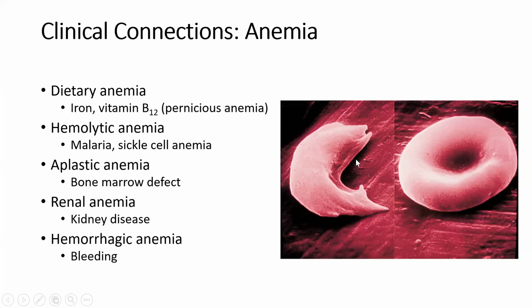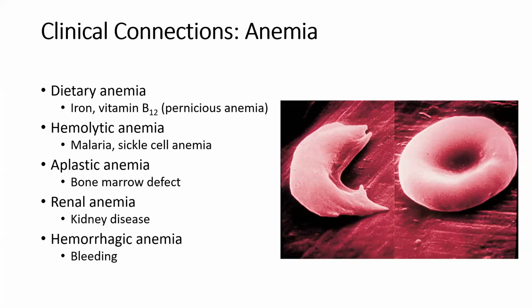Malaria also has the ability to misshape or distort the shape of our biconcave erythrocytes. So that's that hemolytic anemia, if they're being destroyed at a faster rate than they can be produced. The other type of anemia here is aplastic anemia, and this is if we have a bone marrow deficit or bone marrow defect. This can be caused by numerous reasons.